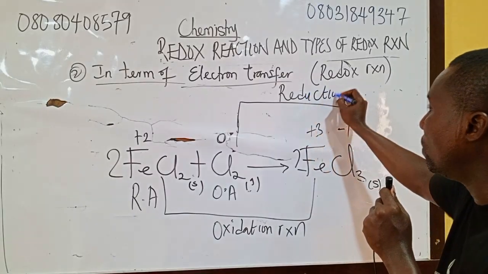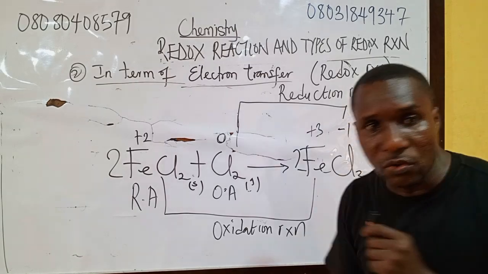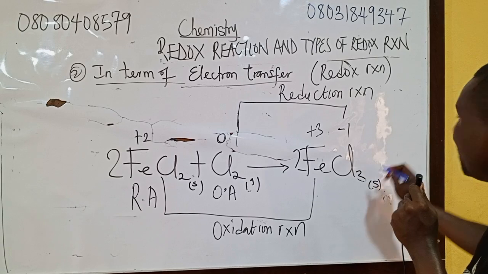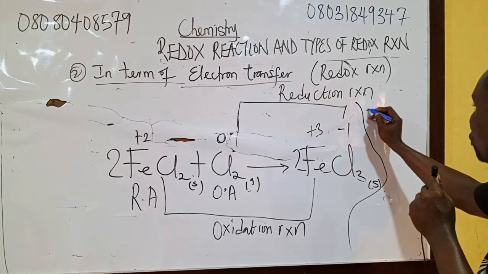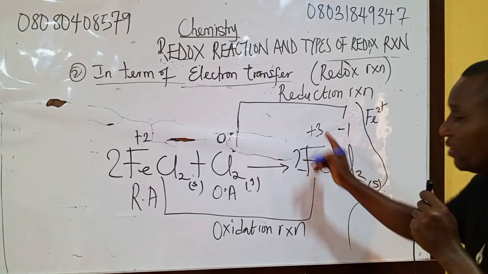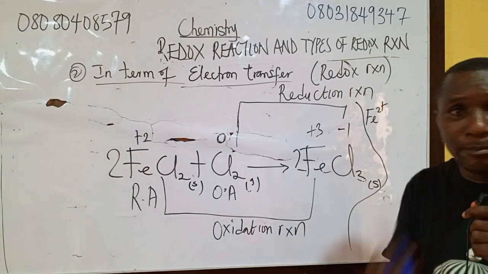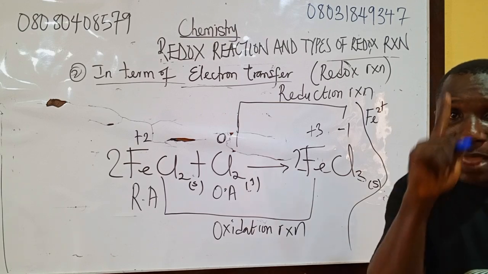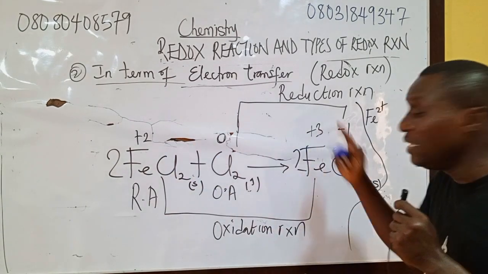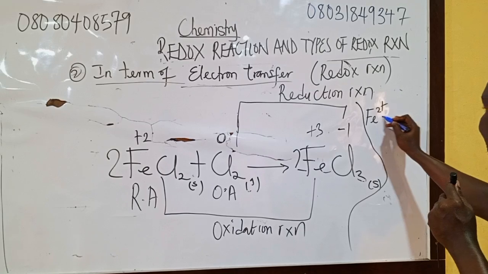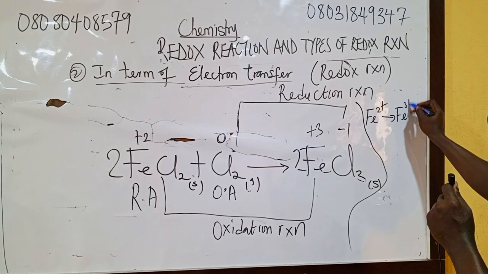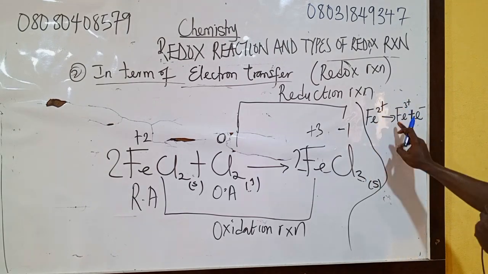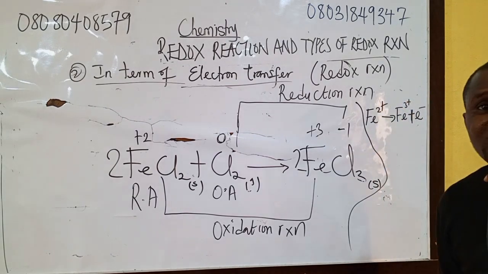Reduction reaction. Take note. Can you see? Iron 2 to iron 3. Let me write it down. Iron 2 to iron 3 has increased by 1. Why? Because it lost 1 electron. It increased by 1 because the difference between 2 and 3 is 1. That is, iron 2 increased to iron 3 because it lost an electron. Take note of that.